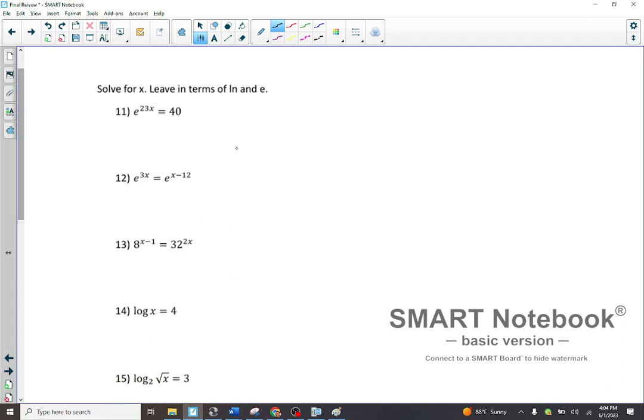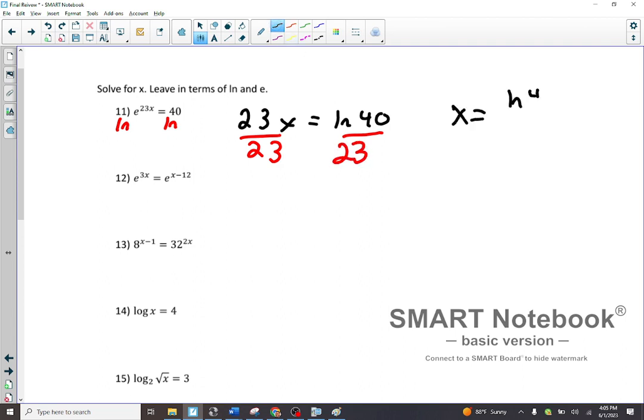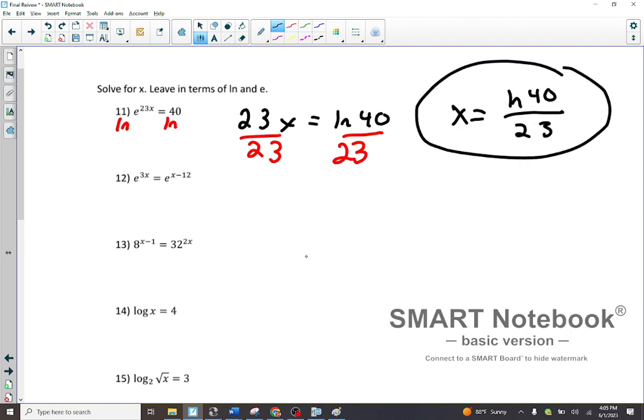Next one. Solve for x, leave in terms of ln and e. So in this case, I'm not even asking you to evaluate, just giving you ln and e's. So I need to get rid of the e. The best way to get rid of e is to log both sides. Log base e has a special name, ln. So it's going to be 23x equals ln 40. Then I divide 23 on both sides. So this one is ln 40 all divided by 23.